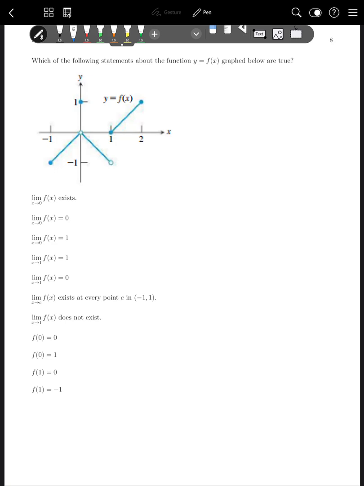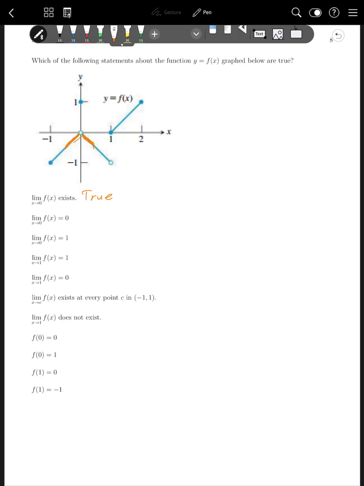So the first question says, the limit as x approaches 0 of f of x. So if this is my function f of x, as we get closer to 0 from both sides, what number are we approaching? And the answer is 0, right? This graph gets closer and closer to 0. So that's true. There is a limit because it approaches the same number from both sides. And then what is that limit? That's what these next two are about.